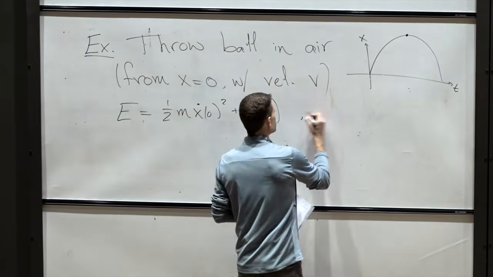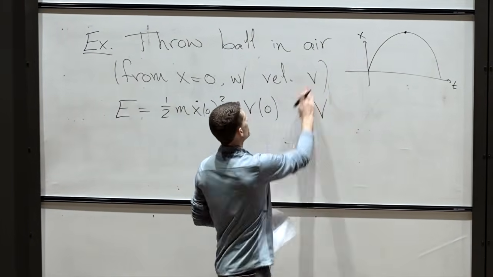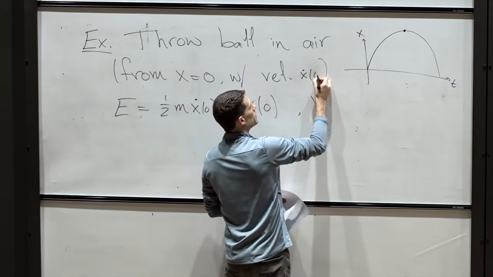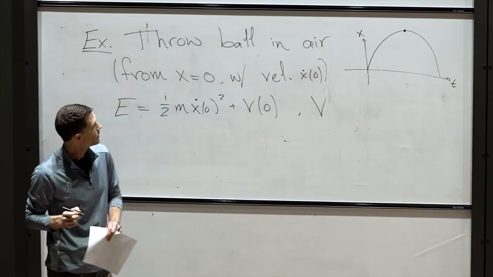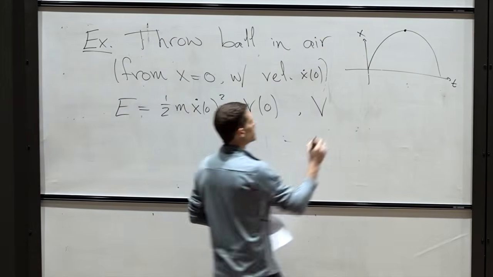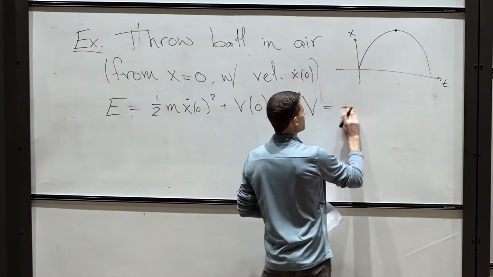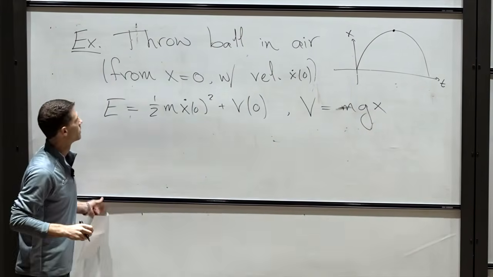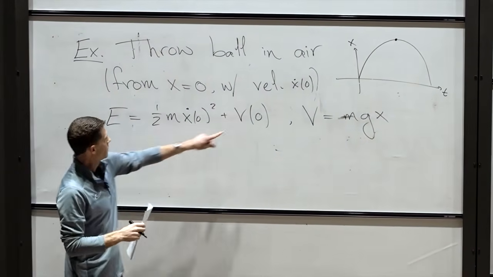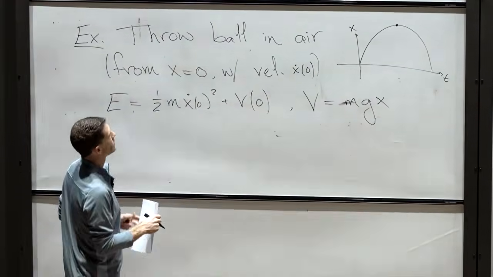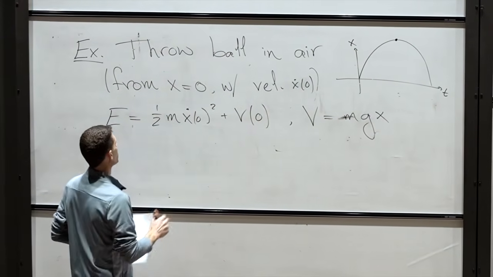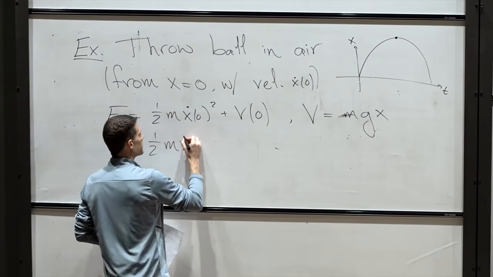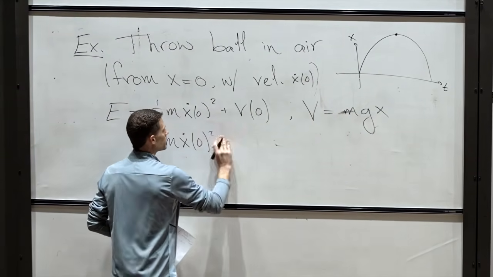And capital V here, sorry, that's maybe a bad choice. Let's just call that x dot of 0, so I'm not double using v. V is m g x, so that's 0 at time 0 if I'm setting it up this way. So therefore E is exactly 1/2 m x dot of 0 squared.